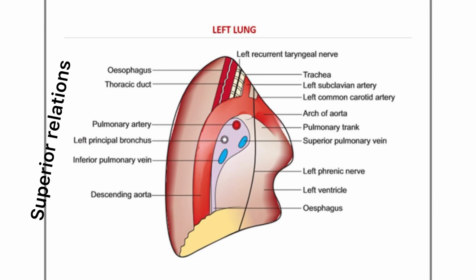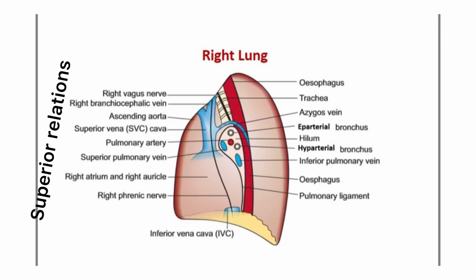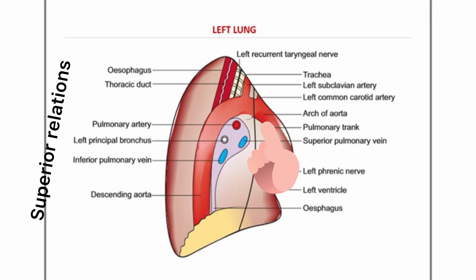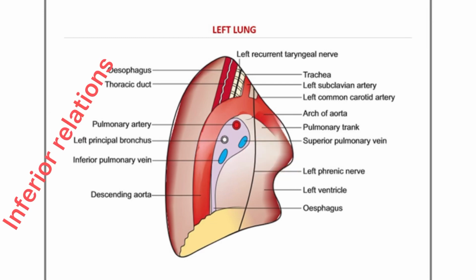The superior relations on the right side of the lungs include the terminal part of the azygos vein, while on the left side of the lung, it includes the arch of the aorta. Then the inferior relations include just the pulmonary ligaments.